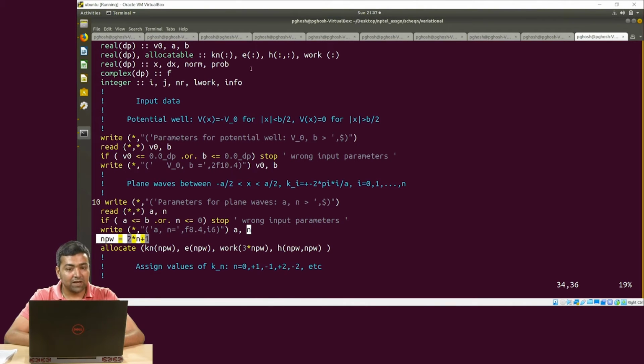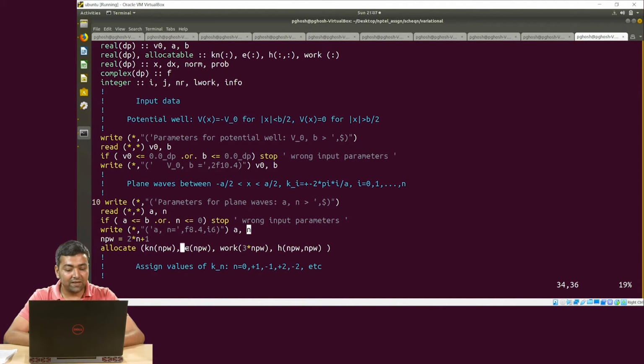Once the number of plane waves is set, we can start allocating the array dimensions corresponding to the allocatable arrays which I have in the declaration. The first array, kn, as I said, stores the k vector corresponding to each plane wave, and its dimension should be the number of plane waves. Similarly, the dimension of my matrix, H, the Hamiltonian matrix, depends on the number of plane waves that go into the calculations. So my matrix will be an NPW cross NPW matrix, and that is why it has been assigned this value, and it is a two dimensional matrix.